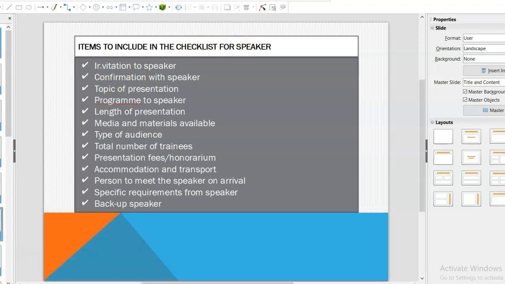Invitation to the speaker, confirmation with the speaker, topic of presentation, program to speaker, length of the presentation. These are the things that you should be discussing with the speaker of the program. Media materials available, type of audience, the speaker should also be aware of those. And look at the last one, whereby you should also have what we call a backup speaker. That's why we're saying this is now applying the training program in practice.